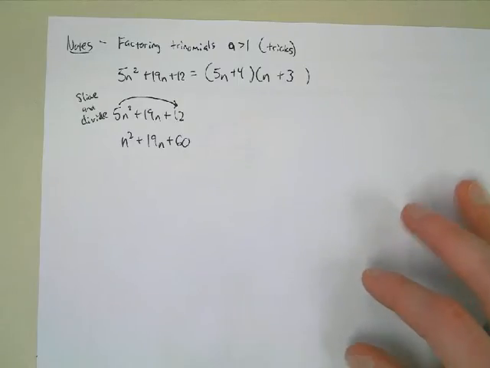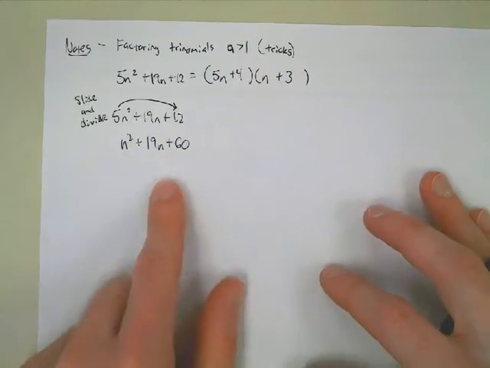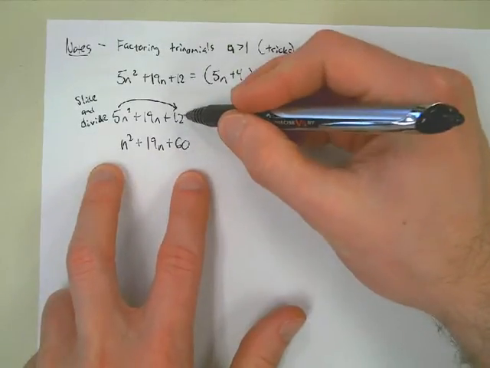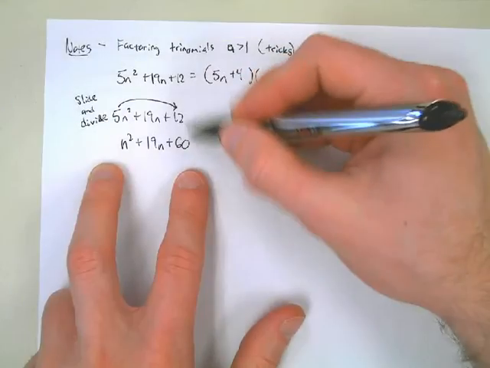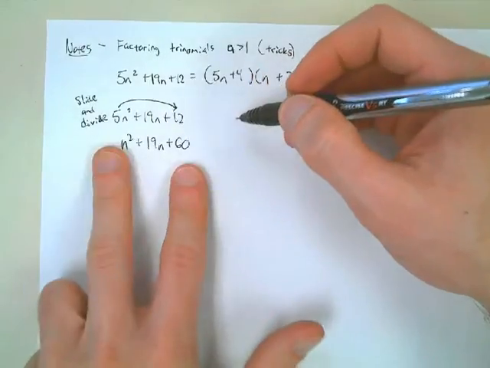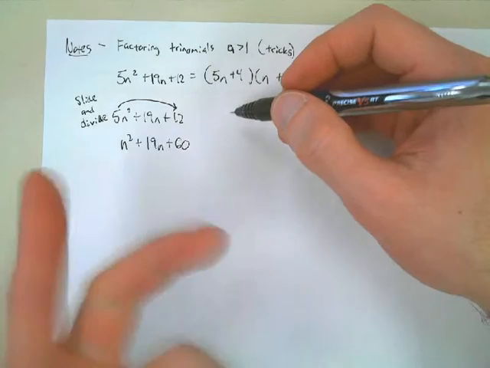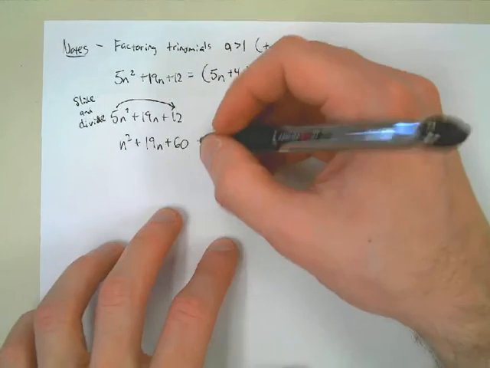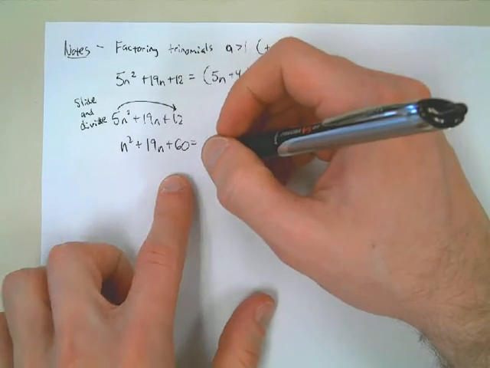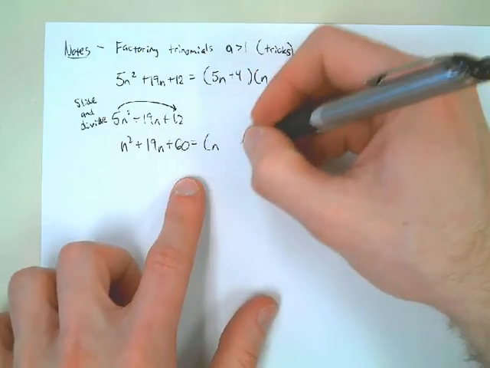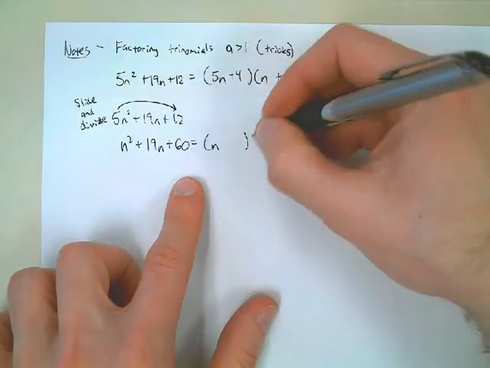But anyway, so we take that, and now we've created a trinomial. Again, this trinomial is not equal to the one before it. These are not the same trinomial. But what we've done now is we've gotten rid of that 5 out front. And so now we have an easier trinomial that we want to factor. So we're going to factor this one. Okay, so we need to think of two numbers that multiply to make 60, but add to make 19.